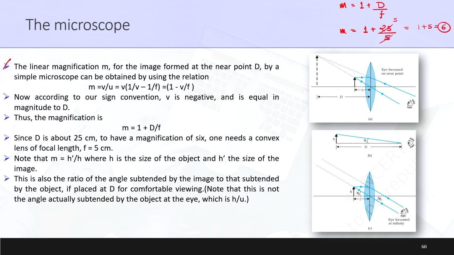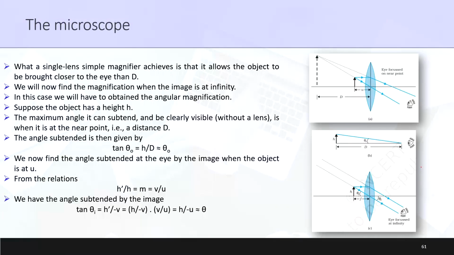Finally, the conclusion of this slide is that the value of magnification is equal to 1 plus capital D by f. What is capital D here? Capital D is the near point at which the image is formed. What is f? f is the focal length of the convex lens. Fine. Let us move on to the next part now.